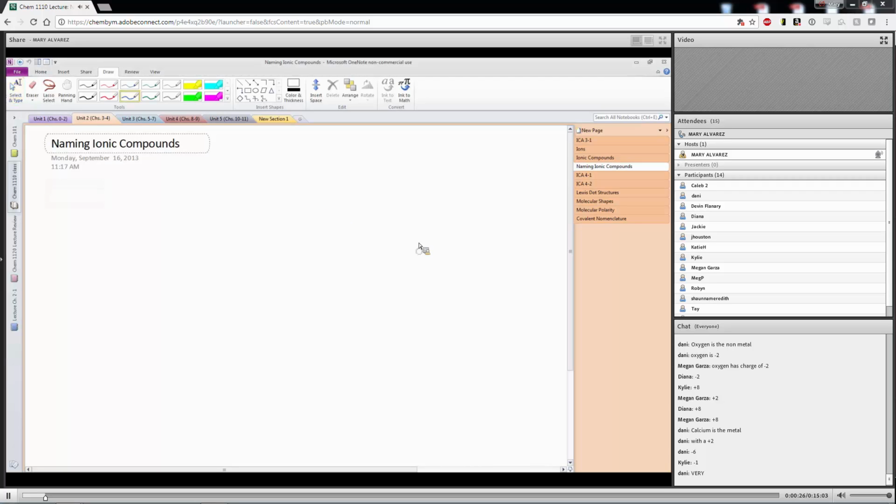Essentially what it comes down to when we're naming ionic compounds is we have to name the cation, and then we have to name the anion. And we just put them together. The name of the cation plus the name of the anion is the name of the compound. And the cation is always listed first, so we read it just like we're reading the formula from left to right, the name of the cation plus the name of the anion.